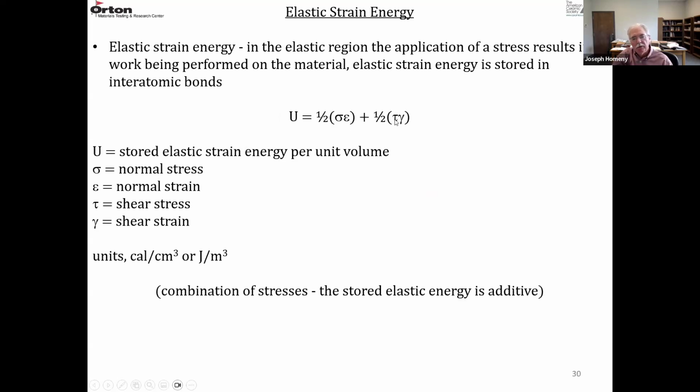So if there's a shear stress and a shear strain, it's also 1/2 tau gamma. So that would be the total stored elastic strain energy, taking into account normal stresses and shear stresses. So the stored elastic strain energy is additive. It's the combination of these two stress states. Again, the units are calories per cubic centimeter or joules per cubic meter.